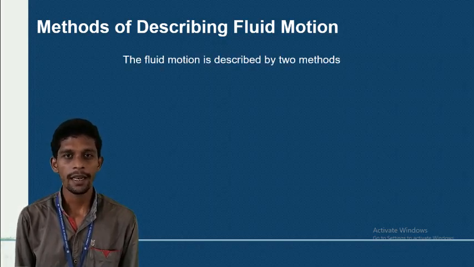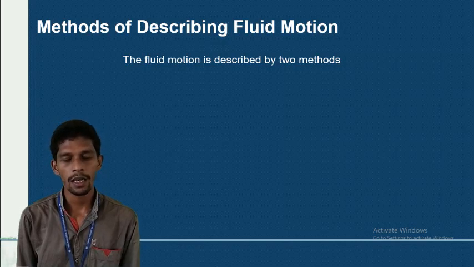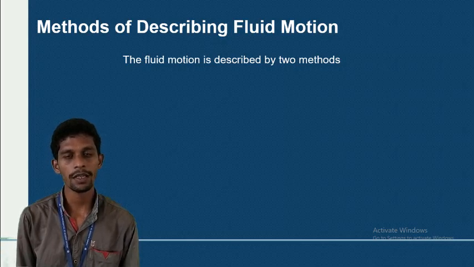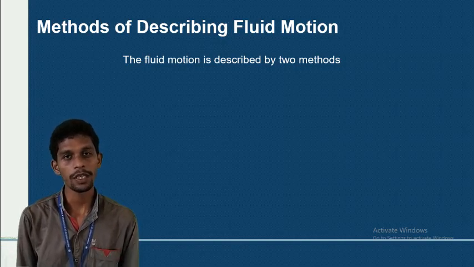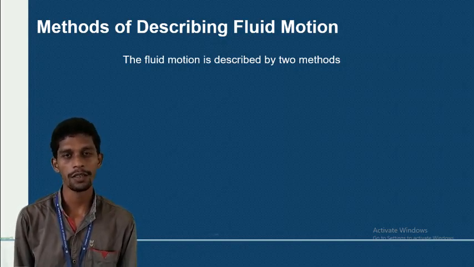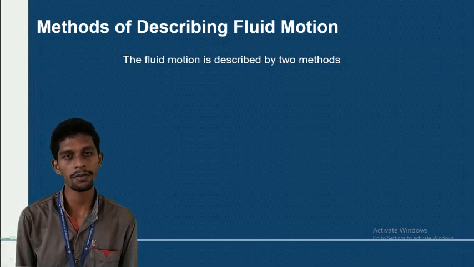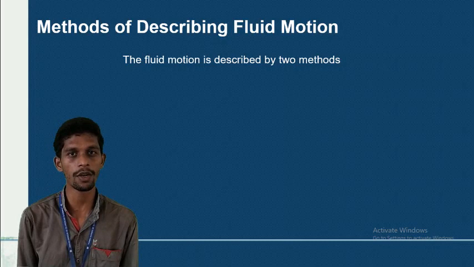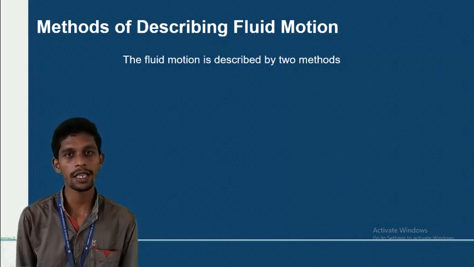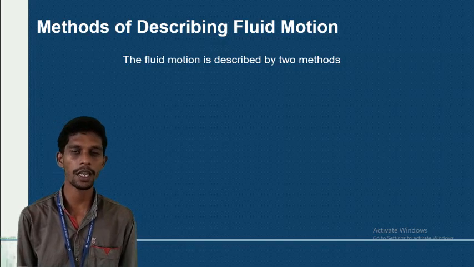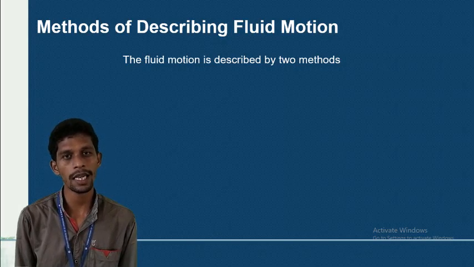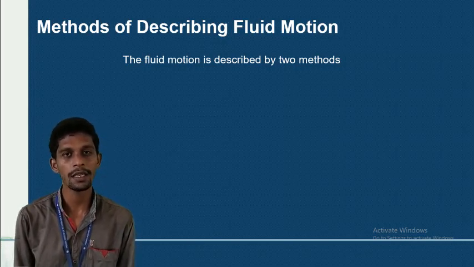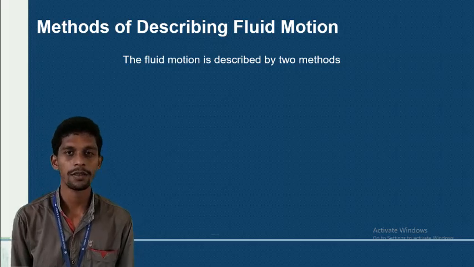So in the Lagrangian approach, consider a fluid flow. In that fluid flow, we will select a particle. We will study the properties of that particle in its entire motion. Throughout its motion, we will consider that particular particle only. We will calculate the density, pressure, and velocity for that particle throughout its entire motion. This type of approach, considering the fluid particle in its entire motion, is called the Lagrangian approach.